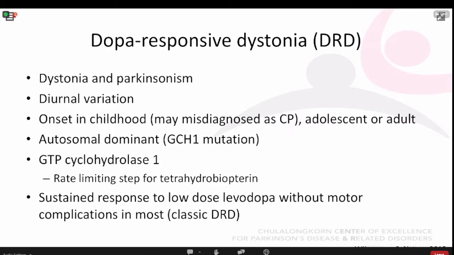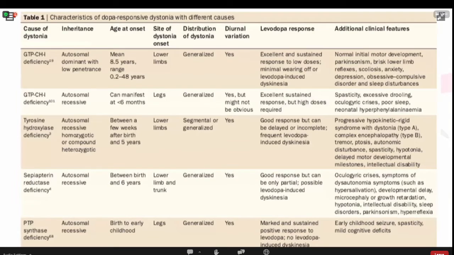So the treatment is just a low dose of levodopa, and one of the characteristics of DOPA-responsive dystonia is the sustained response to low-dose levodopa without motor complications in the most classic DRD. But now many genes that cause DRD have been found, not only the GCH1 mutation, making the clinical presentation of DRD quite varied.